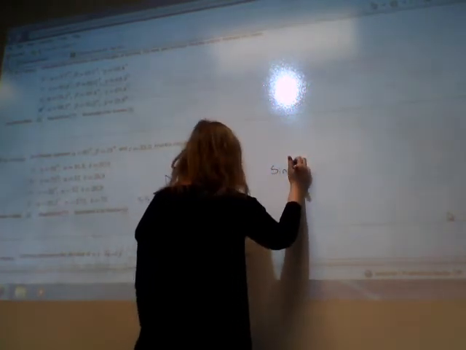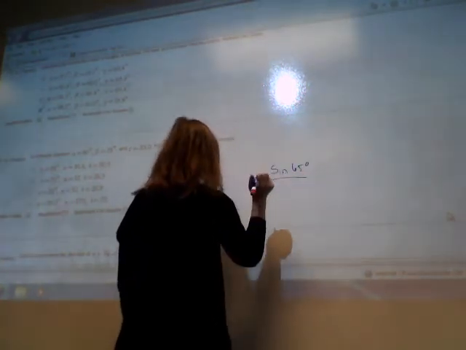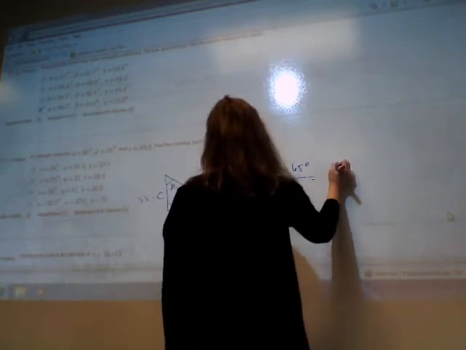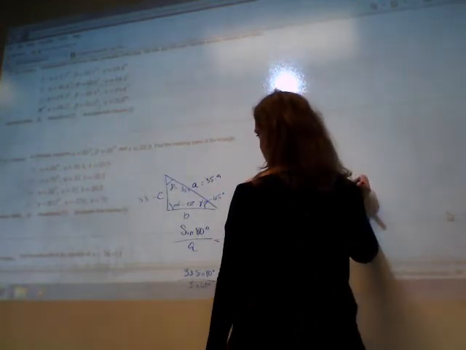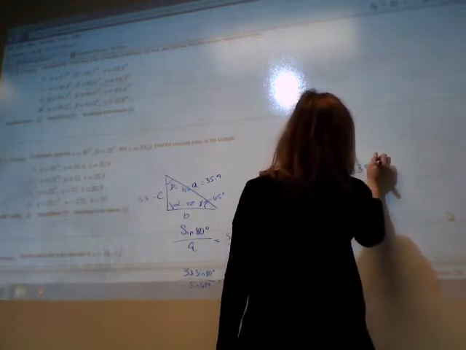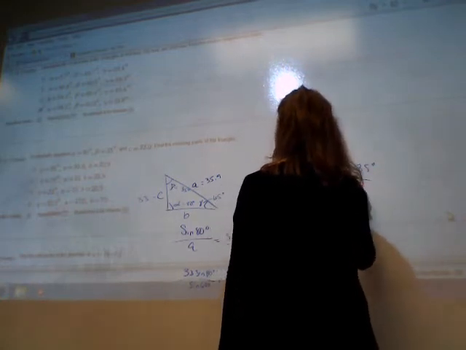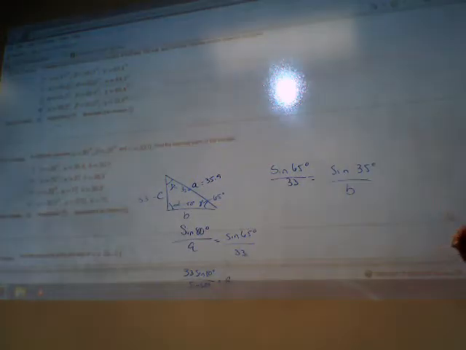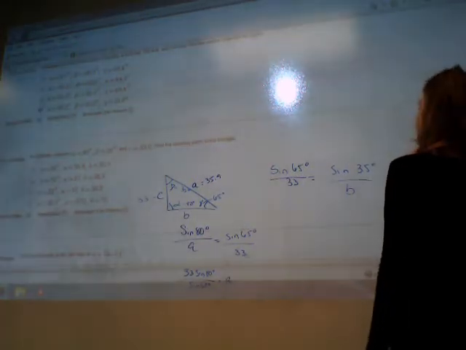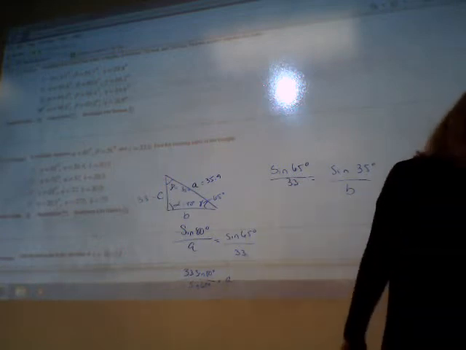Okay, let's do it again. The sine of 65 over 33 is equal to the sine of 35. Sorry, I lost my angle there for a minute. Over B. Okay, so we end up with B equals 33, yes, sine of 35 degrees over sine of 65 degrees. And what is B? 20.9.